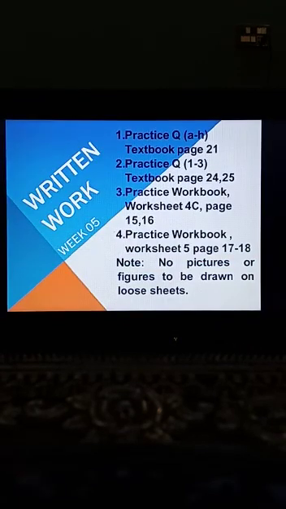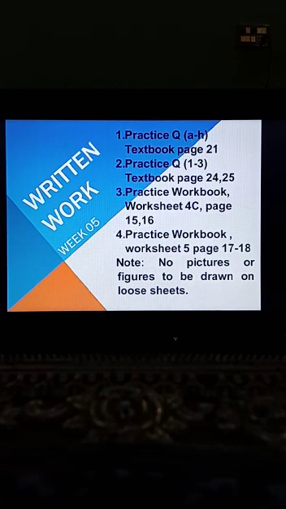So now at last let's discuss the written work which you have to complete on your loose sheets. The first written work is practice questions A to H on textbook page number 21. You have to solve all parts from A to H. On pages 24 and 25 there are also practice questions given from 1 to 3. These questions are also to be solved on your loose sheets. Then come to the workbook. Workbook worksheet 4C, on pages 15 and 16, you have to complete on your loose sheets. And fourth, practice workbook worksheet number 5, pages 17 to 18, you have to complete on your loose sheets.